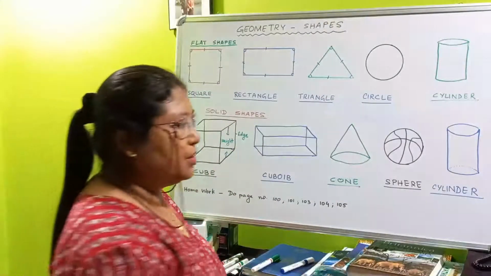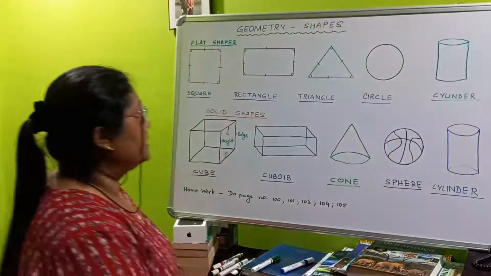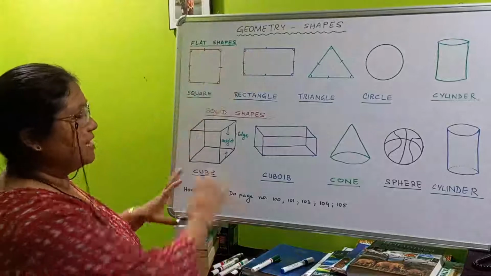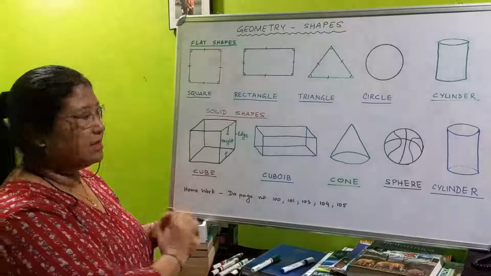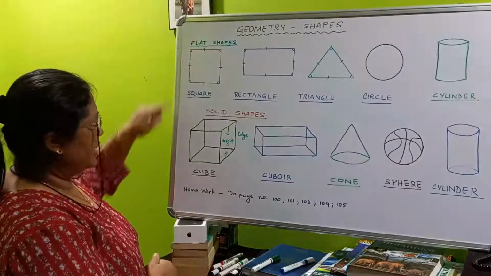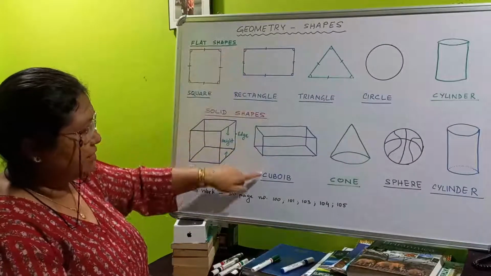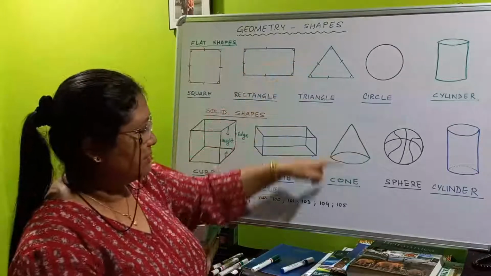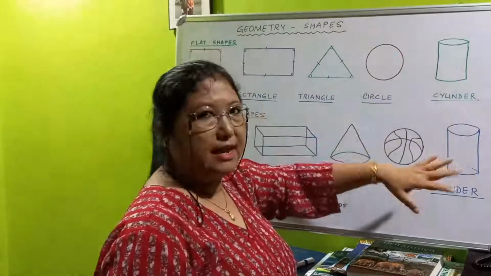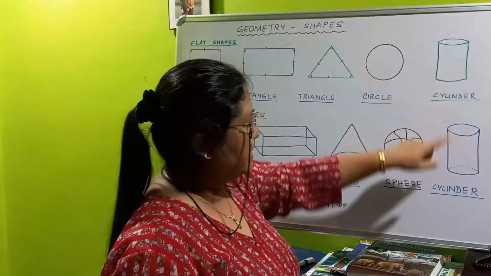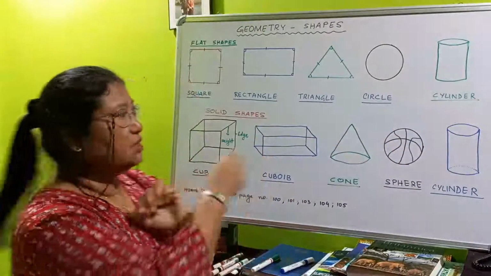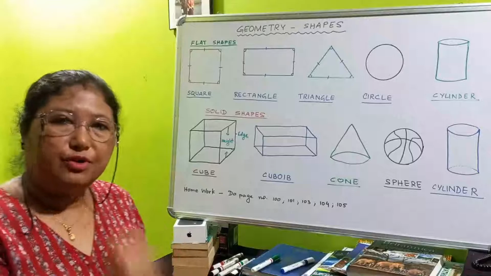So children, I hope you understood now what kind of figures are flat shapes and what kind of figures are solid shapes. Now if the figures are in solid shape, they have different names. Okay, for square we have cube, for rectangle we have cuboid, for triangle we have cone, for circle we have sphere, and for cylinder, both names are the same. Okay, they are in plane surface and in solid form. So children, please draw these pictures and learn the names.